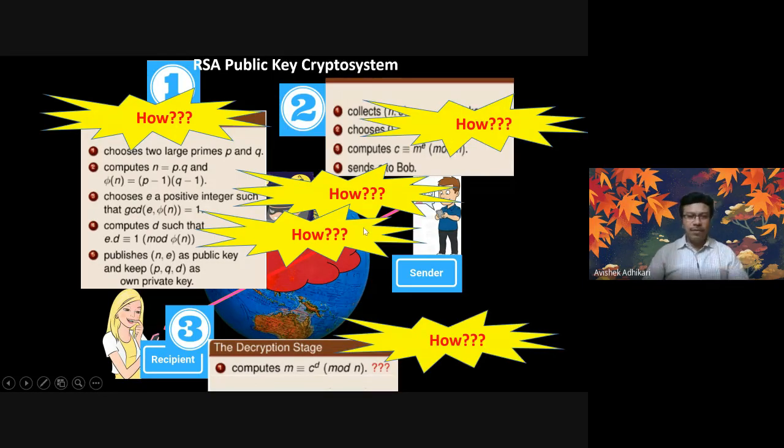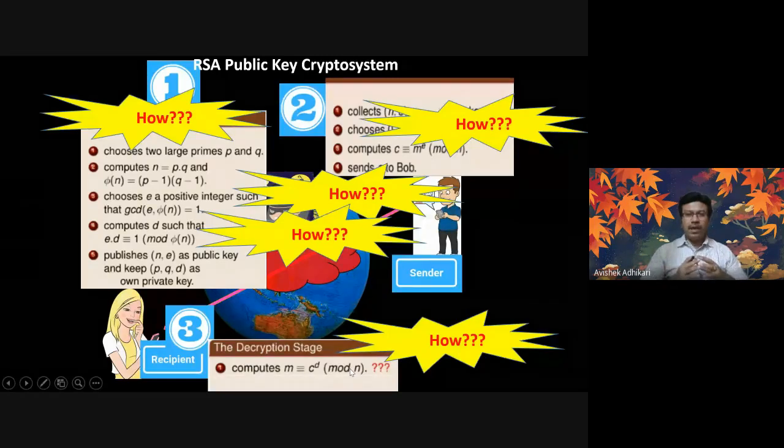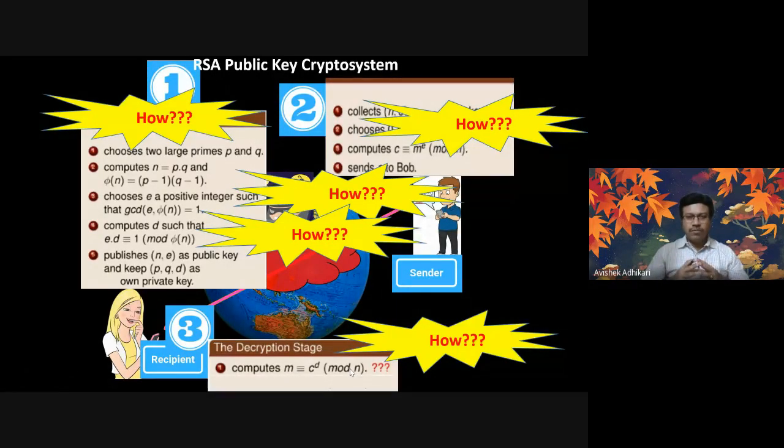At the same time, when the girl receives a message, she also has to calculate c to the power d modulo n, and you can understand that the values of d and n are quite high. So the question is, is there any simple algorithm which will be able to give you the result very quickly and efficiently, so that your small laptop can also do it?